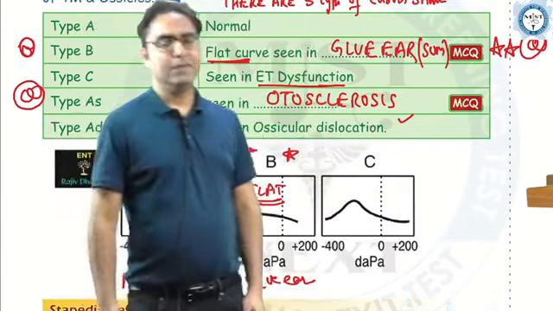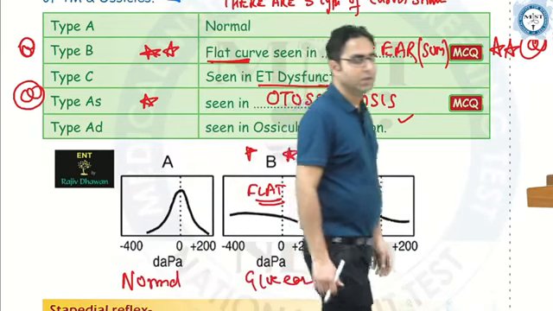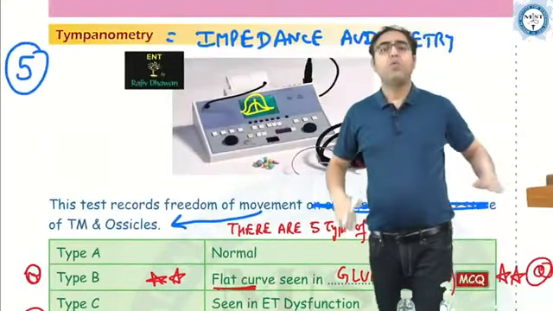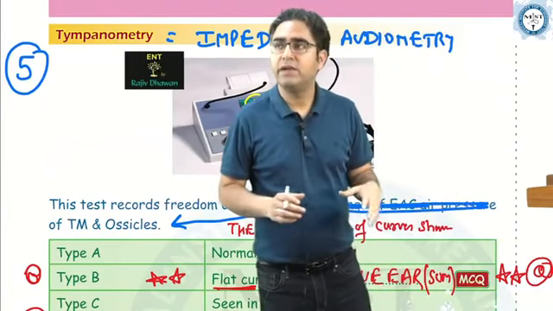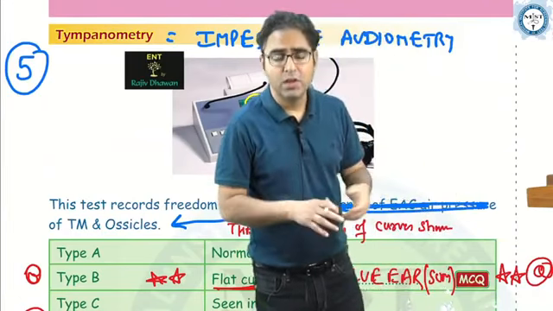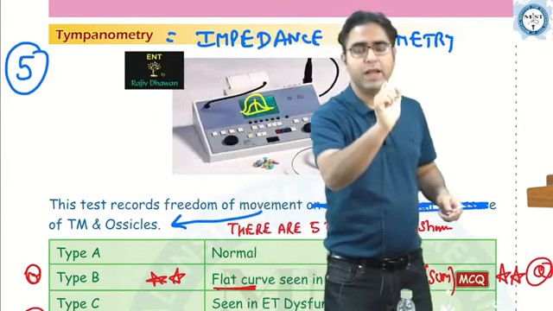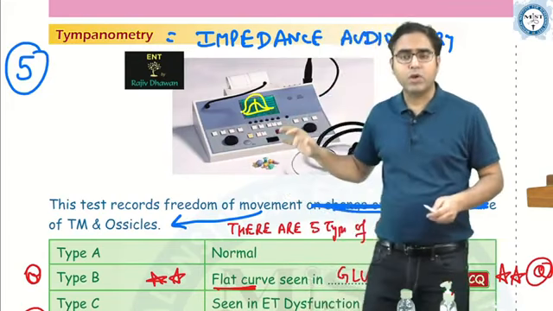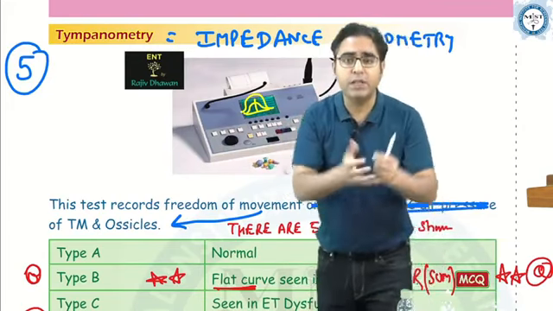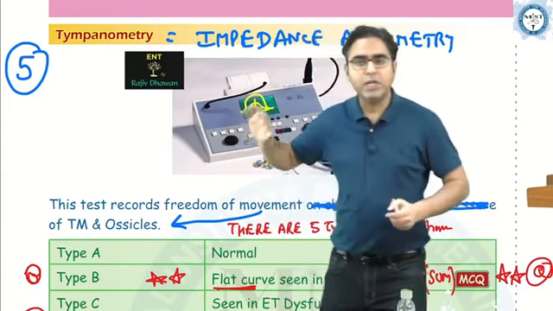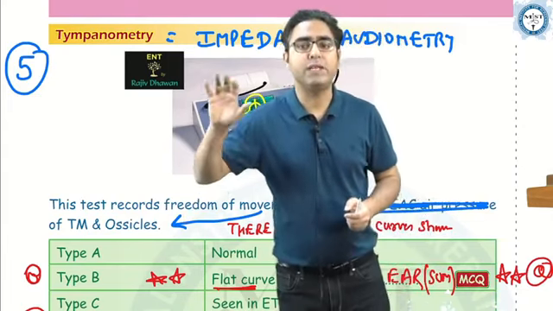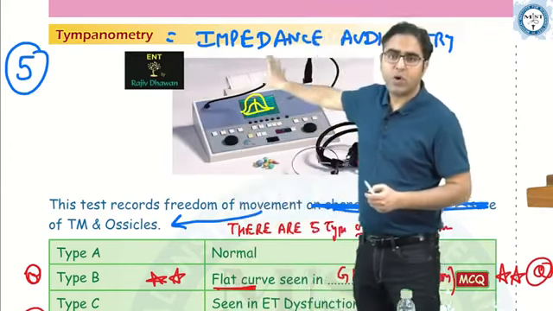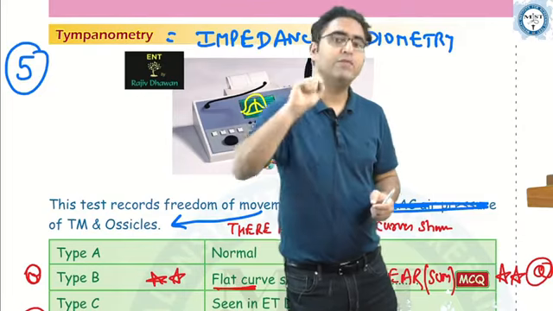Let us revise this, beta. What is the name of this test? The name of the test is tympanometry, also called impedance audiometry. What is this test checking? It's a better test than Siegelization. Siegelization was putting air pressure and there is a movement of the tympanic membrane and ossicles. The machine records how much pressure is put on the tympanic membrane and how much movement happens, so it can record the freedom of movement of the tympanic membrane and ossicles. By recording that freedom of movement, it makes some curves on its screen. There are 5 types of curves and 5 diagnoses.